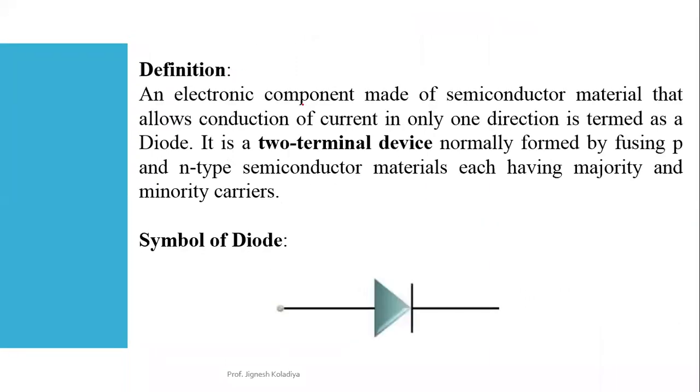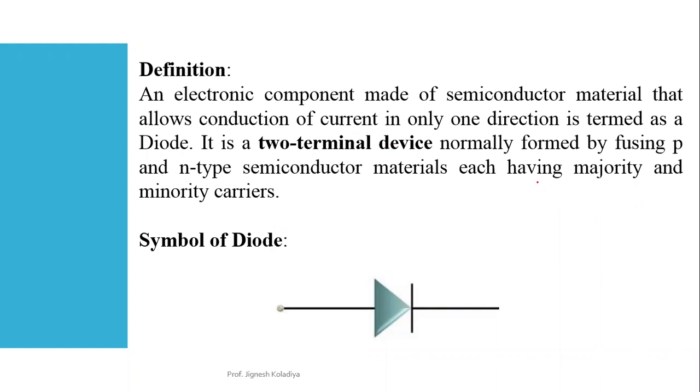Yes, so I'm talking about this symbol of diode and its definition: an electronic component made of semiconductor material that allows conduction of current in only one direction. How it can allow the current in one direction, that we will see in its working and operation. It's a two-terminal device normally formed by P and N type of semiconductor material, each having majority and minority carriers.